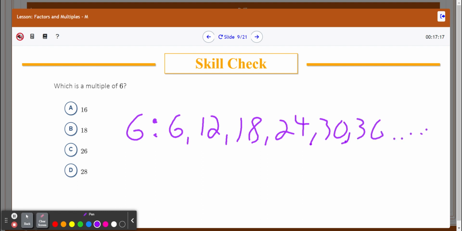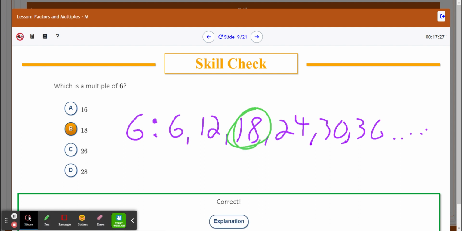Well, looking at our answers, we got 16, 18, 26, and 28. Which one is a multiple of 6? Well, 18 is a multiple of 6.